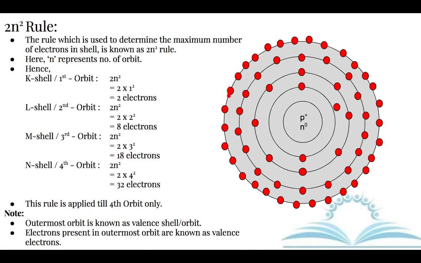The outermost orbit of an atom is known as the valence orbit or valence shell, and the electrons present in the outermost orbit are known as valence electrons.